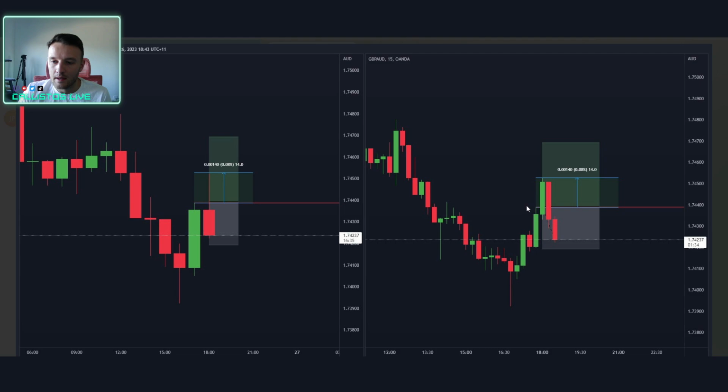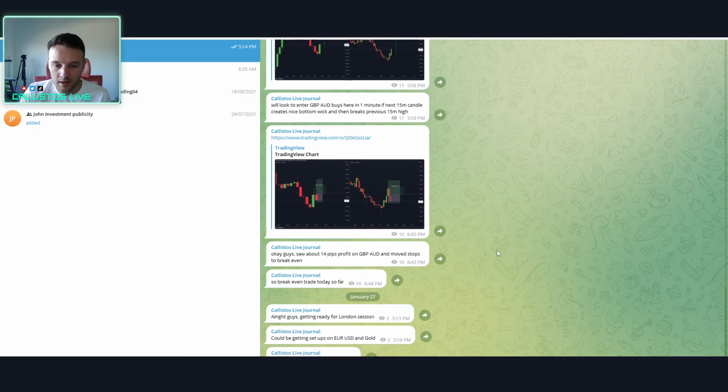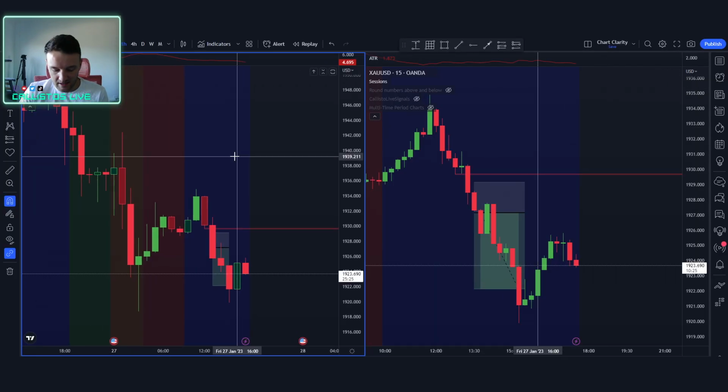So I moved my stops to break even at that point, once this 15-minute candle closed, and then you can see that it hit break even after that, which is fine. So about 14 pips profit and move stops to break even. So break even trade so far today. And then again today, here we've got this. So yeah, that was yesterday's trade.